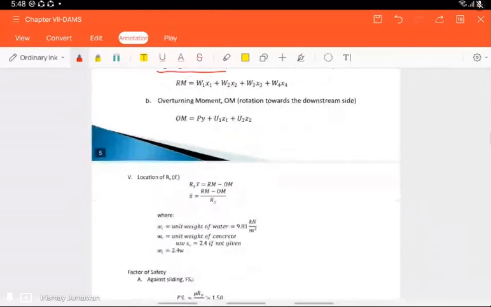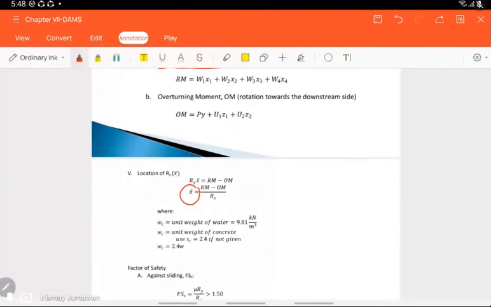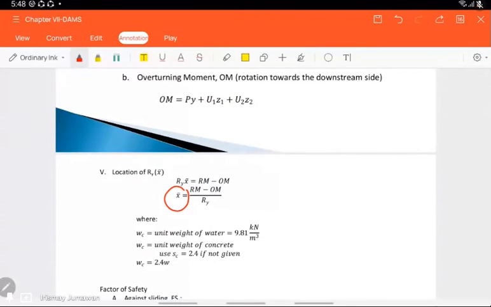Then again, you determine the location of the resultant. The specific gravity is 2.4. The specific weight of the concrete is 2.4 times gamma of water. So this is 2.4 times gamma of water.